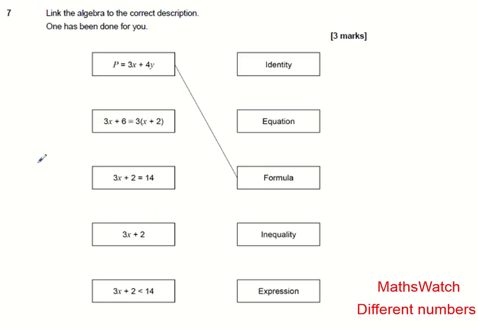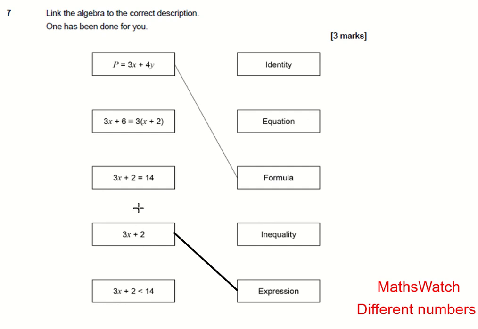Question 7. Link the algebra to the correct description. One has been done for you. Right, so each of these is something slightly different in algebra. The first and easiest one to spot is an expression. An expression is a piece of algebra that has no equal signs, no inequality symbols. It's just numbers and letters and nothing else. So the expression is going to match to this one over here, the 3x plus 2, because that's just numbers and letters with no other symbols.